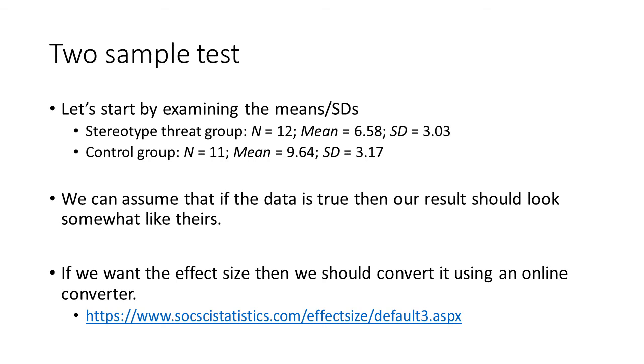We can assume that if their data is true, if their results are true, then should we replicate this, we will find a very similar result. Our means and our standard deviation should look about the same if what they found was true and we try to replicate it. So if we want to try to replicate it, we need to find their effect size.